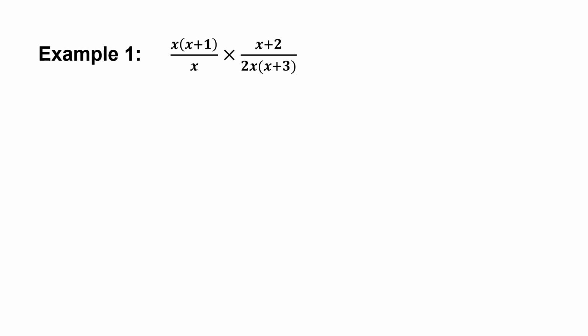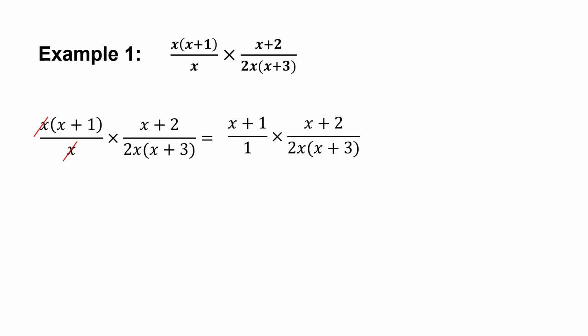So our first one, we have x times (x plus 1) over x, times (x plus 2) over 2x times (x plus 3). So how are we going to go about working this out? Well, the first step is we want to simplify where we can. So immediately we've got an x on the top and the bottom, so we can cancel these terms out. That looks to be the only simplification we can make for now.